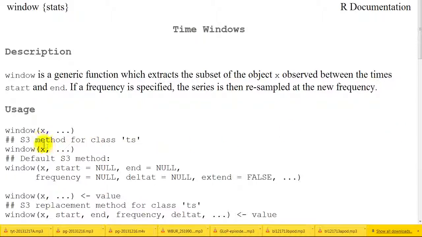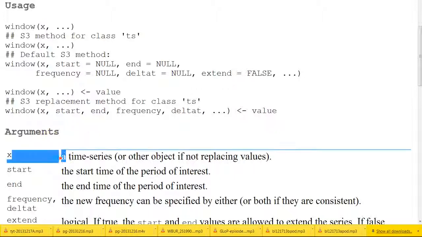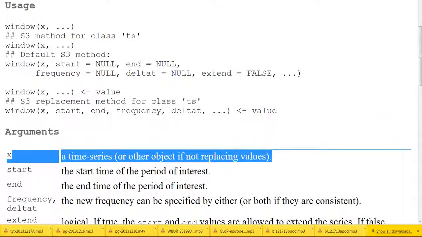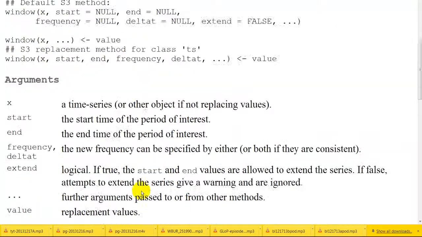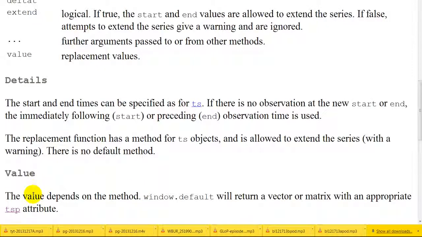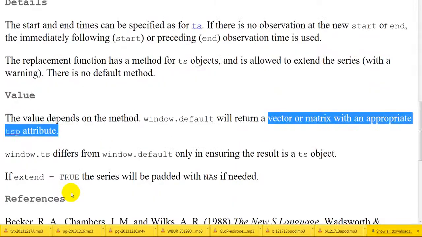It's a method for the time series class, which we've just talked about. That means it's a function associated with the time series class. You can use it on time series. And the input here, x, is a time series. It also takes a start time and an end time. And the value means what gets output from this function. It's going to output a vector or a matrix with an appropriate TSP attribute. Not quite sure about that.